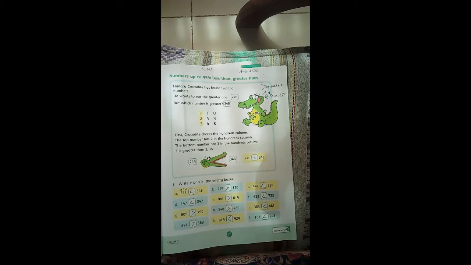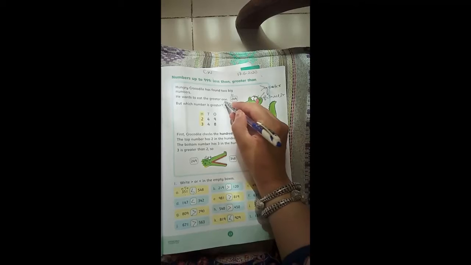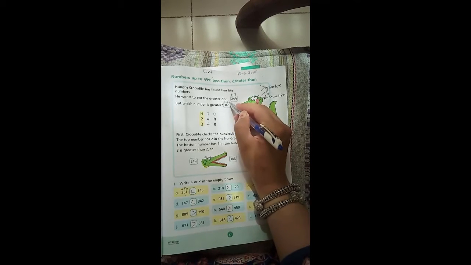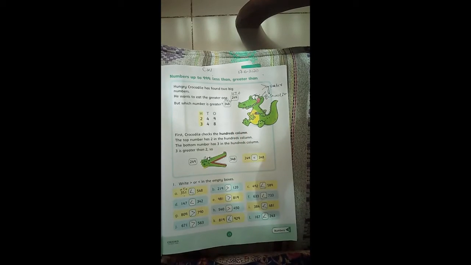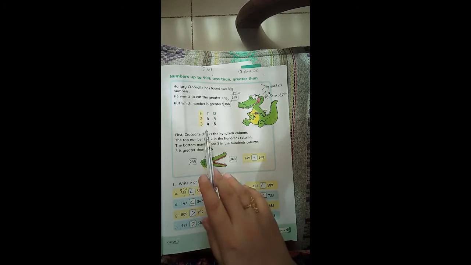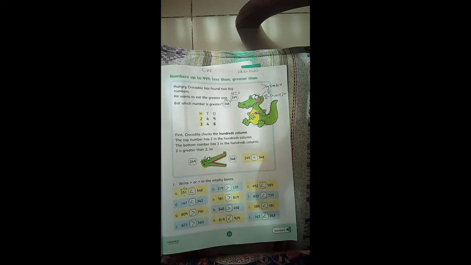If you compare, you know that these are 3-digit numbers. In a 3-digit number, the first place value is hundreds, the second is tens, and the last is ones. So you compare the hundreds first. The first number has 200, and the second number has 300. You can make a comparison from here. You can see that 300 is greater than 200.